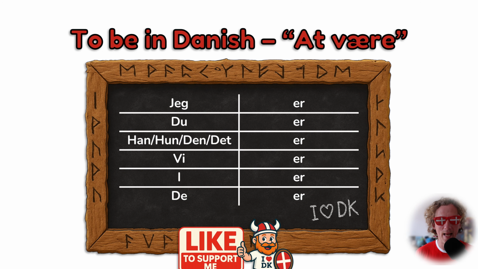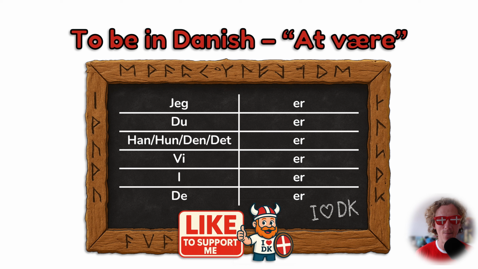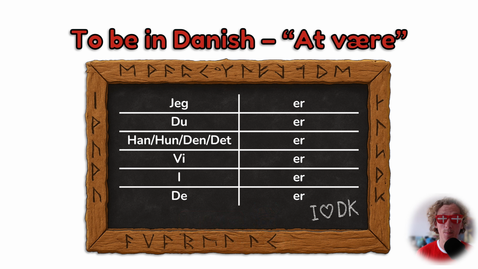To be is called at være. At være in the infinitive, but in the present tense, it's er. So, jeg er, I am, du er, you are, han, hun, den, det er, he, she, it is, vi er, we are, I er, you are, de er, they are. So again, it doesn't change in the present tense. It only changes from the infinitive. For every single pronoun, we just say er.